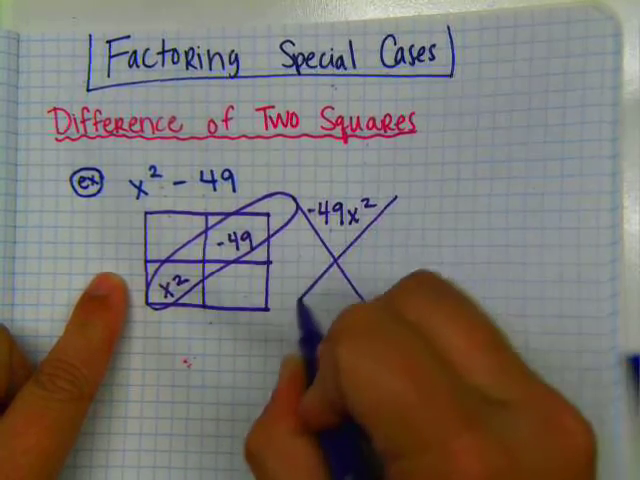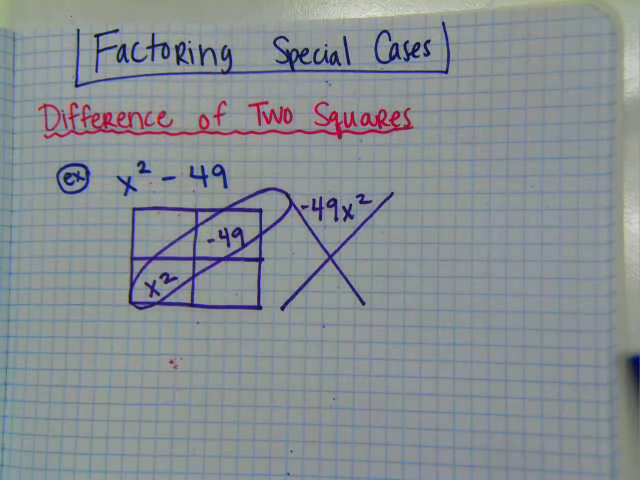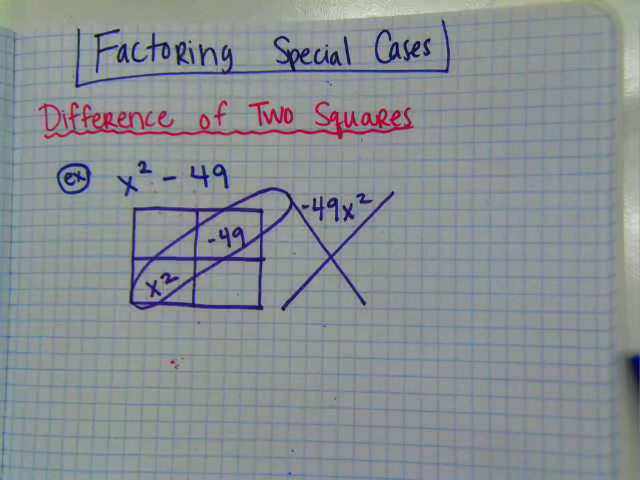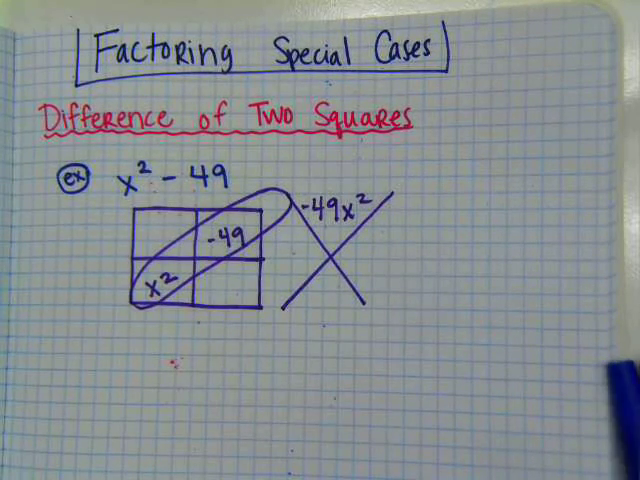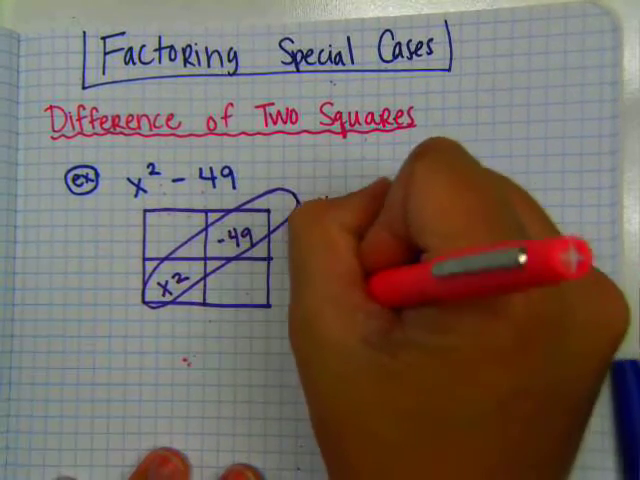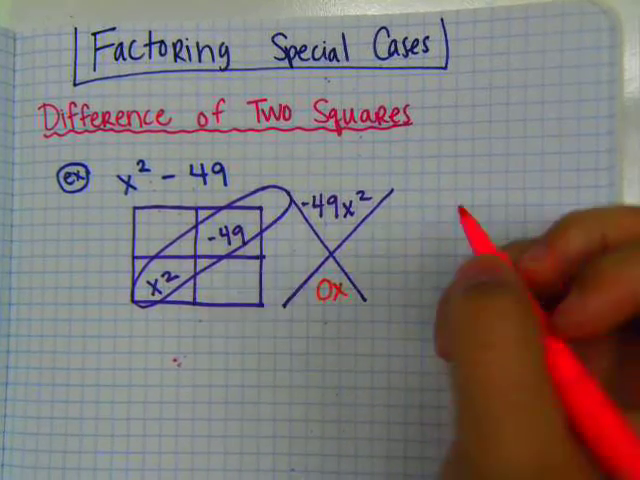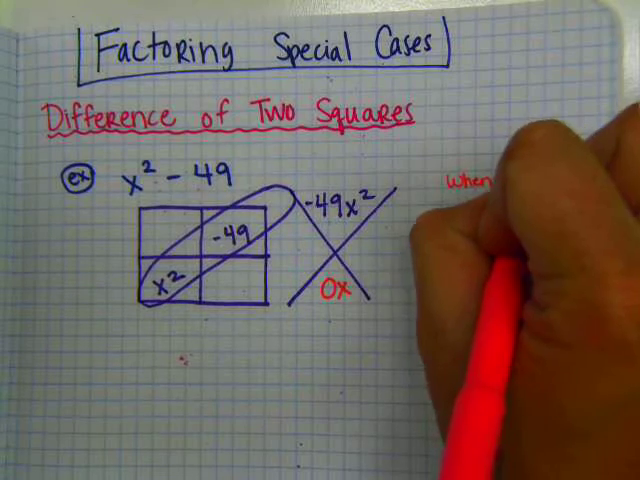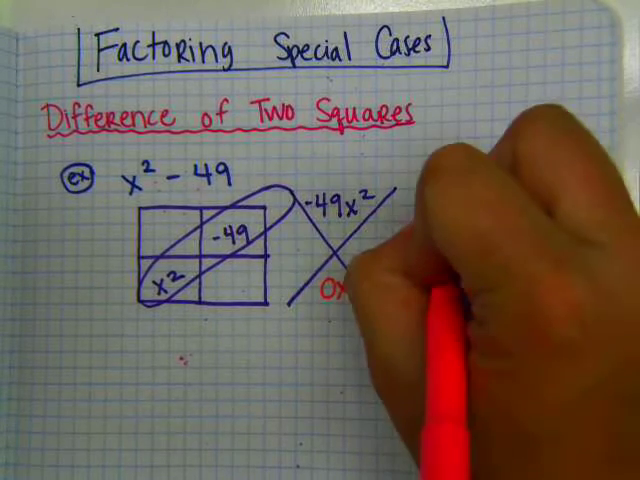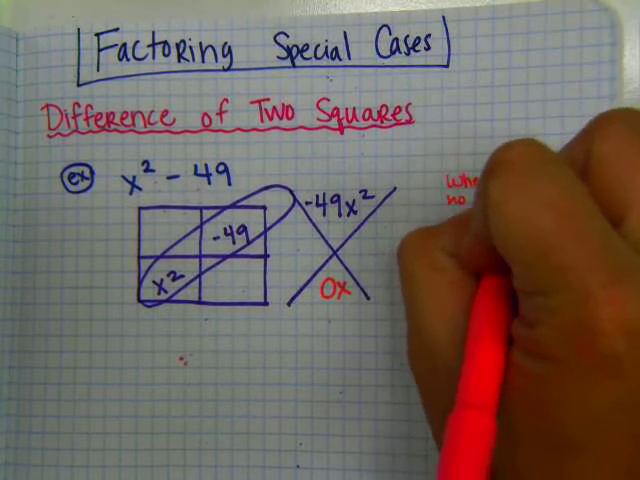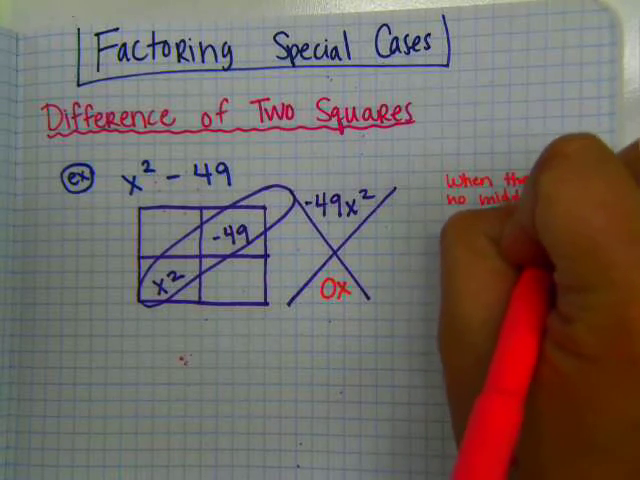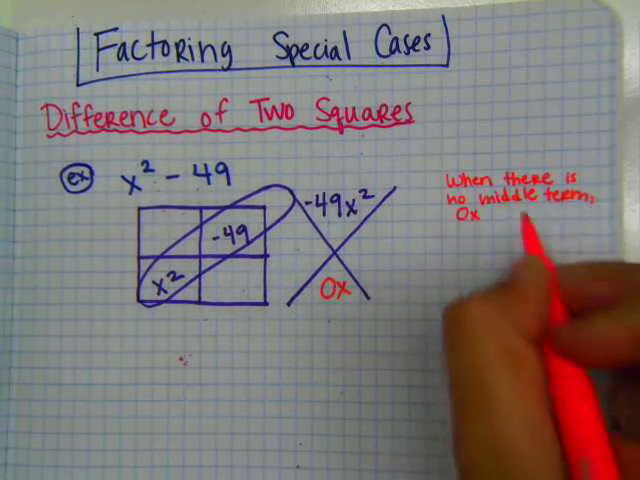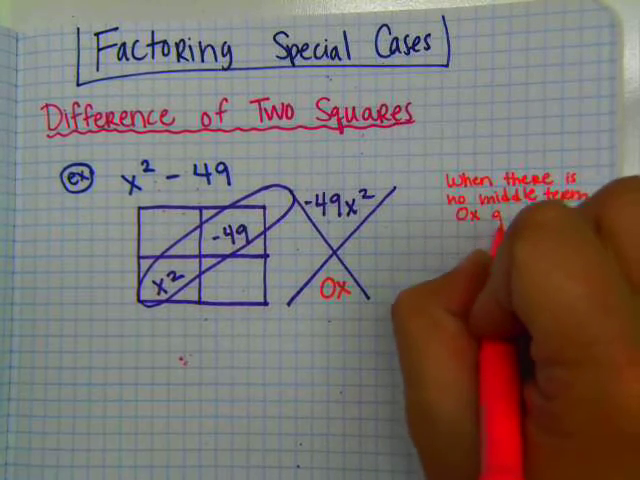Now let's think about what should go in the bottom. Well, what's our middle term here? Our middle term is 0. So I'm going to write 0x here. When there is no middle term, 0x goes in the bottom of the diamond.